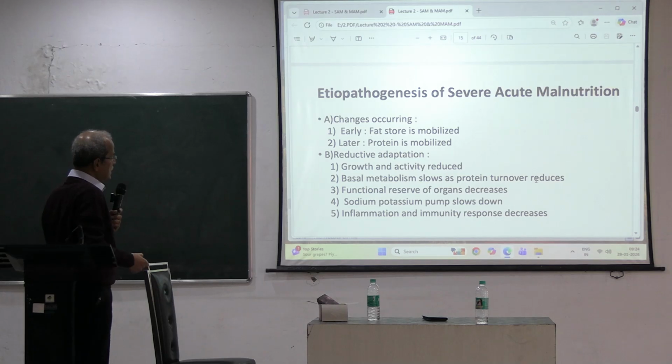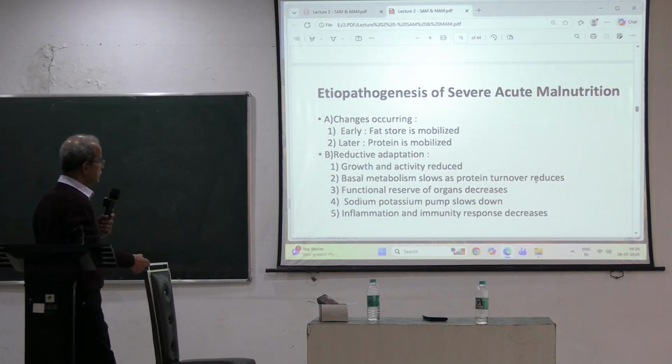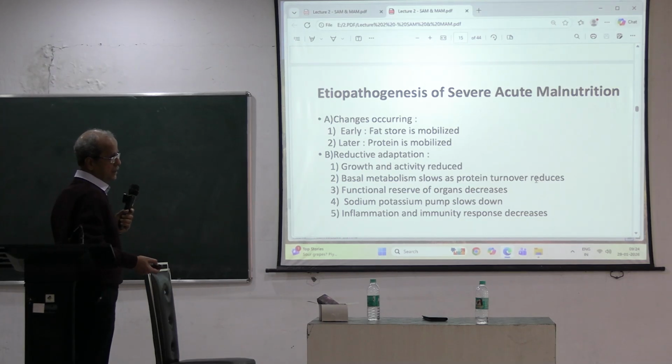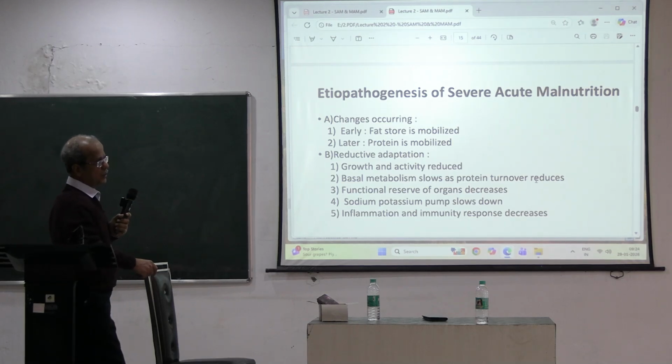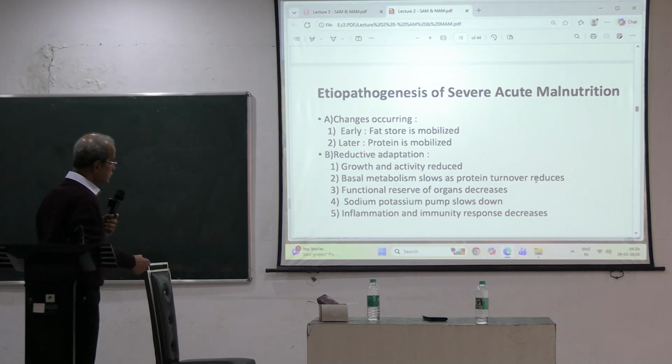There is a thing called reductive adaptation. That means whenever there is shortage of calories and proteins, the body tries to adapt. So the growth and activity get reduced, the child gets lethargic, especially the kwashiorkor children. They are lethargic and not responding to you, not responding to their parents' call. So this is the first thing: the growth and activity will be reduced.